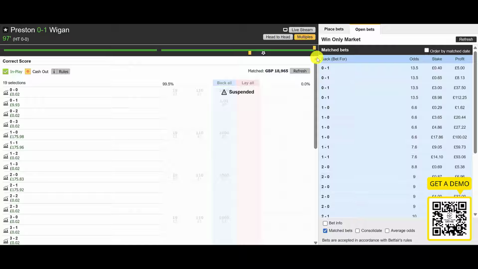So there was a goal. The ball was in the net, but it's not going to count. So anyway, very, very close. As you saw, that's going to be it. So yeah, Preston 0, Wigan 1 is the final score now. So that's confirmed.